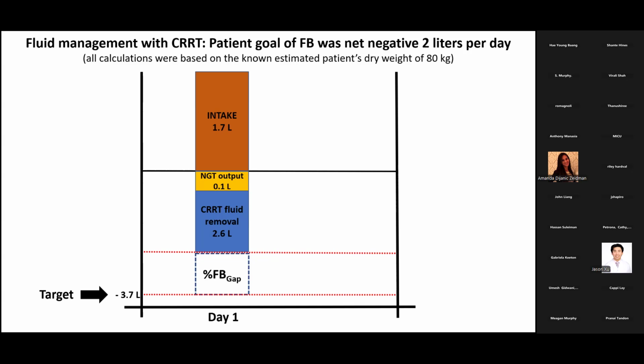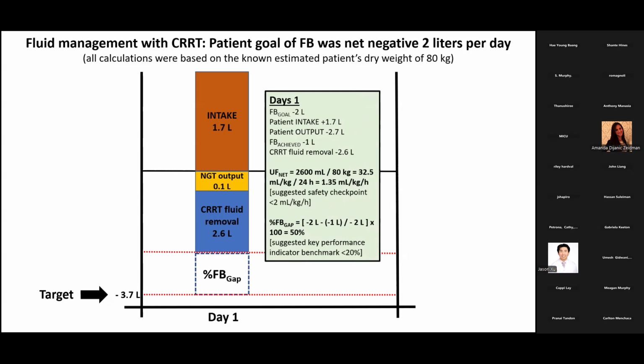And then the fluid removal, the net ultrafiltration rate on this patient, let's say, was achieved as 2.6 liters total in that 24-hour period. So then, because we wanted the patient to be negative 2 liters, certainly we have a gap there, right? So this is what we call the fluid balance gap from the prescription of fluid removal and what exactly is happening with the fluid balance of the patient.